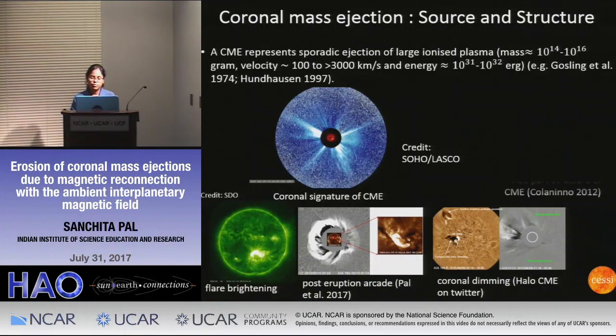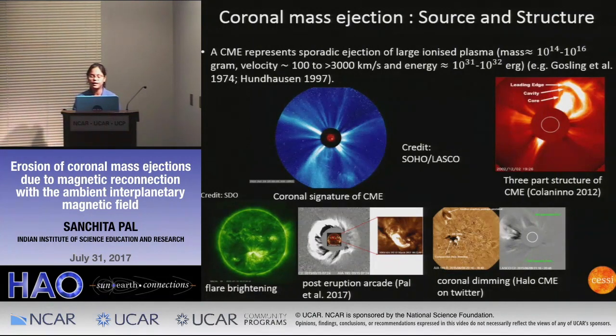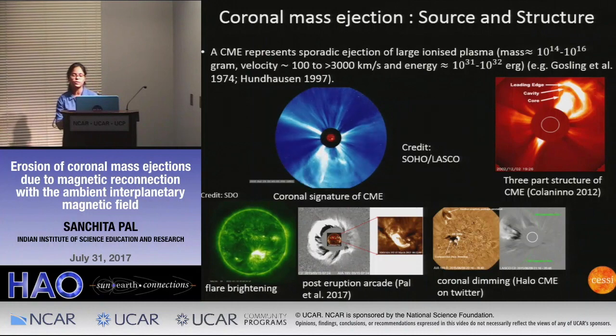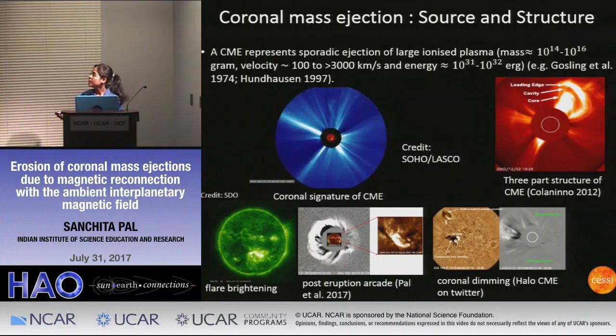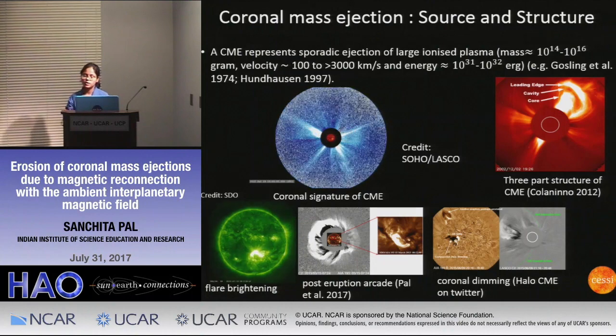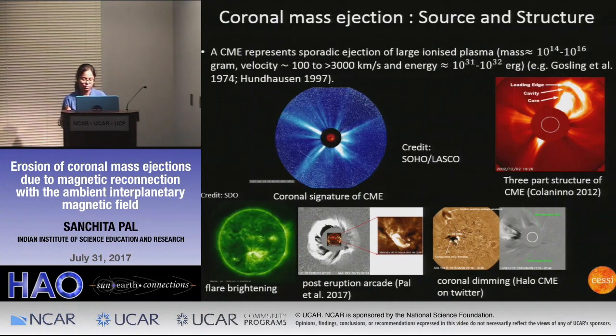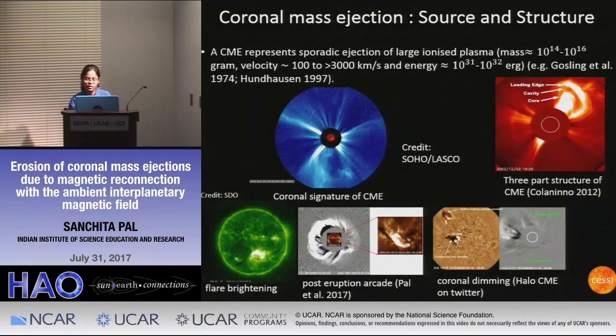So CMEs can erupt with a three-part structure. That is the leading edge, which is generated due to the shock of the CME, and the cavity, which is the second part, mainly the flux rope part of the CME, and next is the core, which is the prominence or filament material from the source region of the CME.